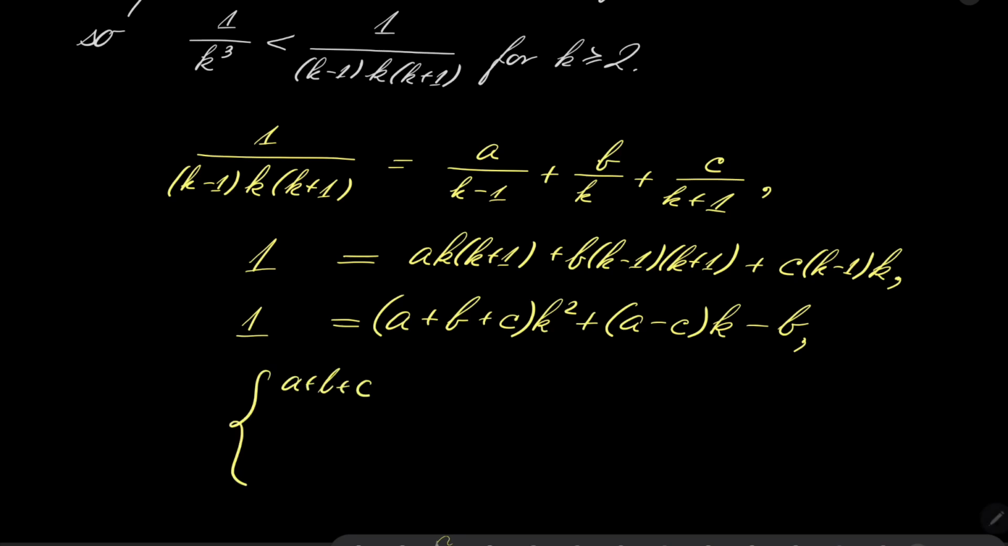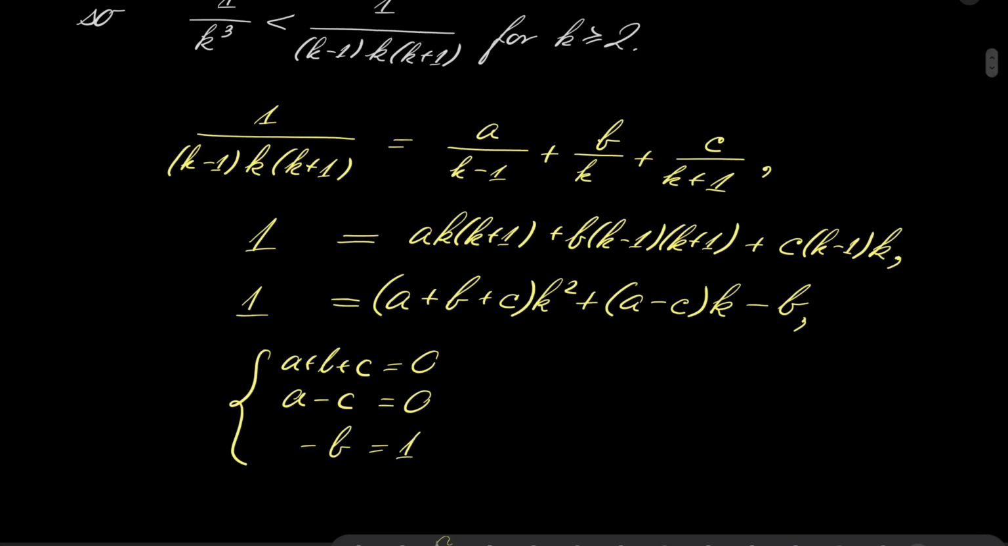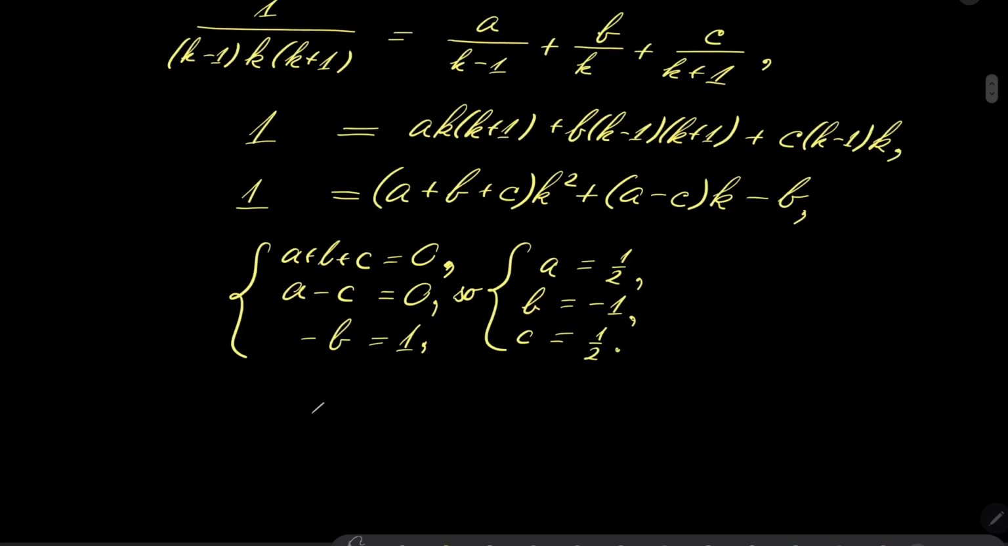So we must have the following 3 equations. a plus b plus c must be 0. a minus c must also be 0. And minus b must be equal to 1. Is it right? Let me take a look. Yes, it is. All right. And now it's easy to see the solutions a, b, and c. b equals minus 1. a equals c. So a and c must be equal to 1/2 because of the first equation. All right. So we have our partial fraction decomposition.